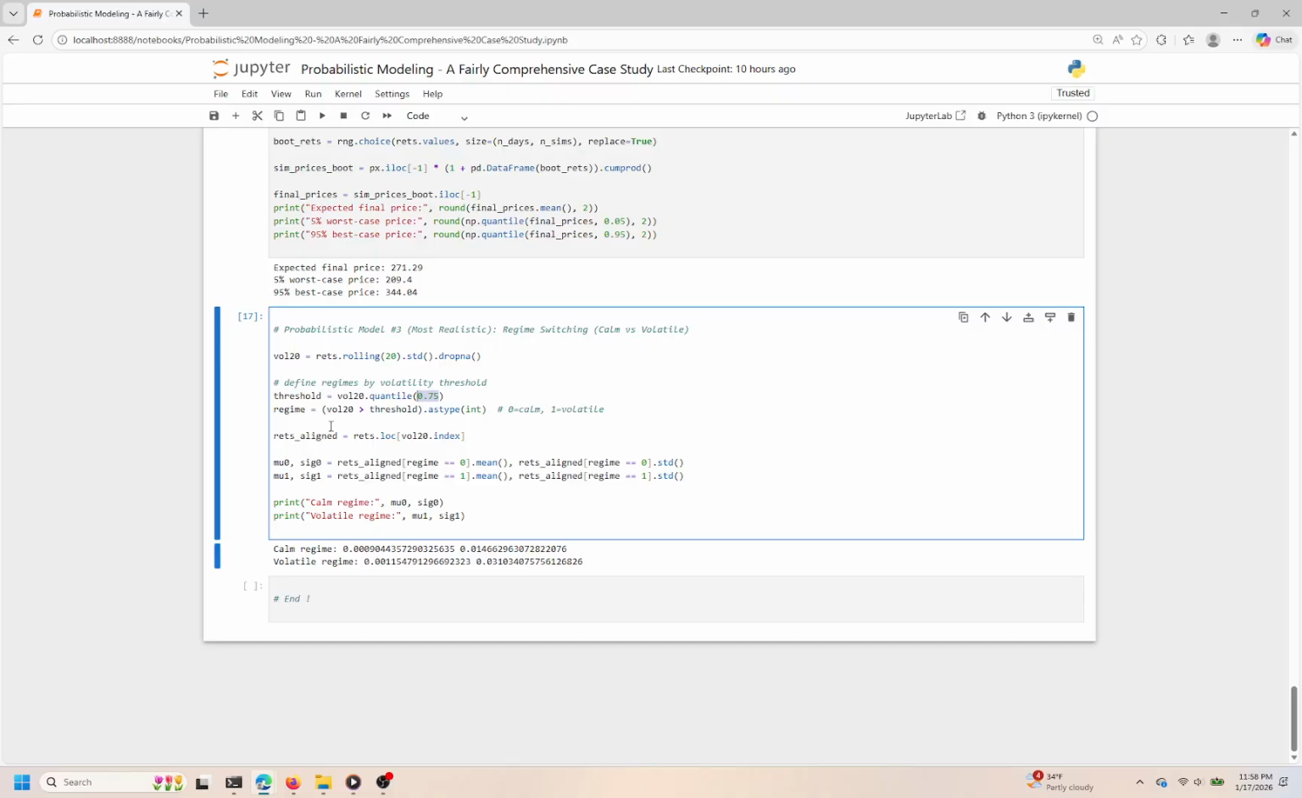Following this, we compute the mean and standard deviation of returns for each regime. For the calm regime, we extract the average return and volatility using mu0 and sig0, while mu1 and sig1 serve the same purpose for the volatile regime. Finally, the outputs reveal the characteristics of each regime. By printing these results, we gain insight into how returns behave differently depending on the prevailing market conditions.